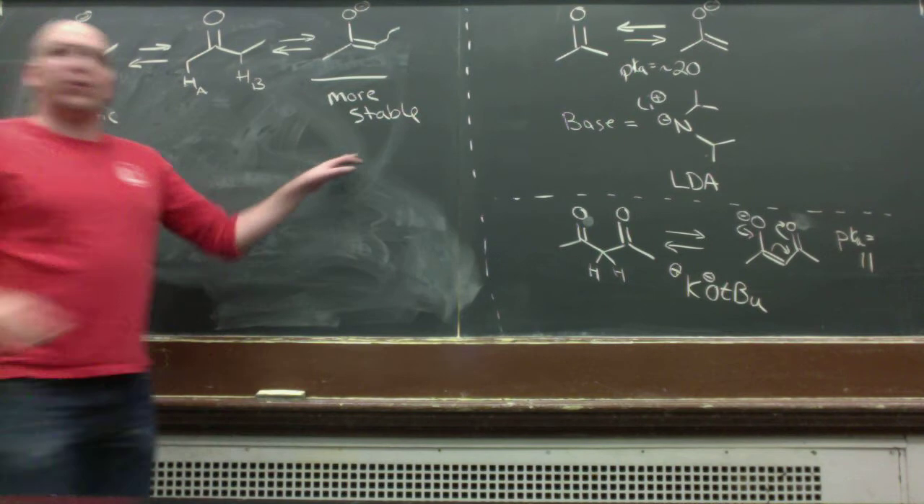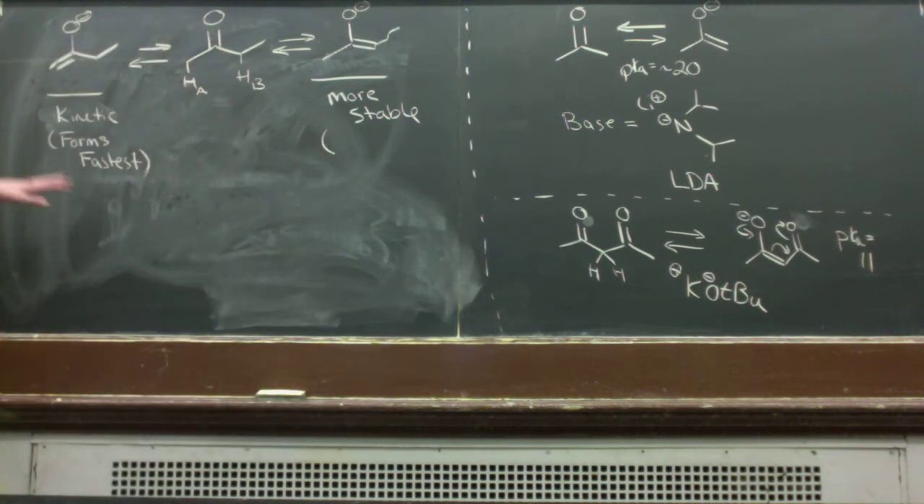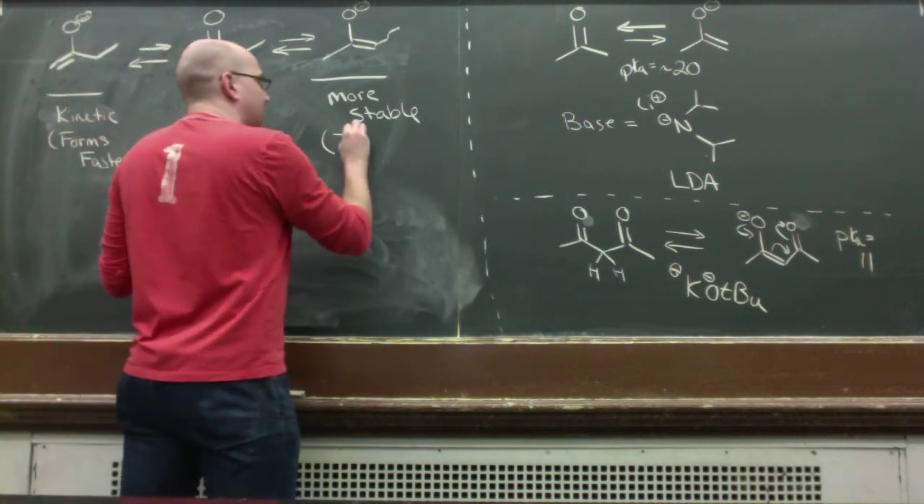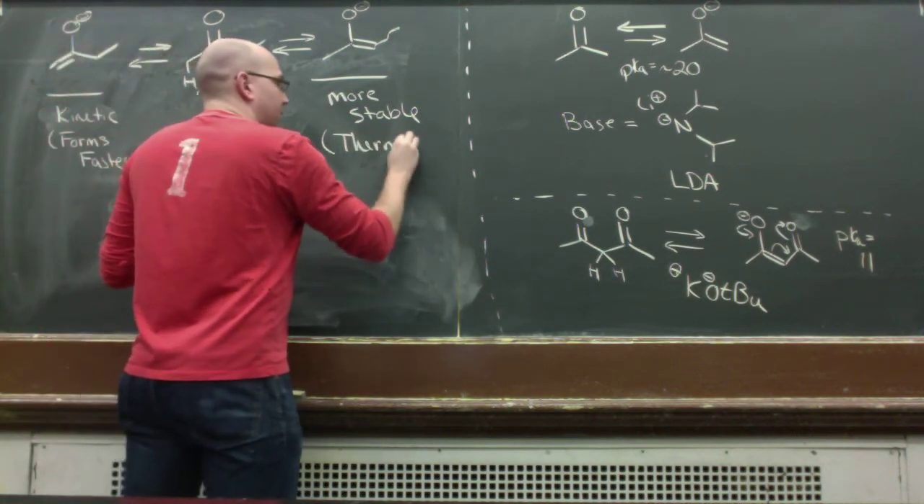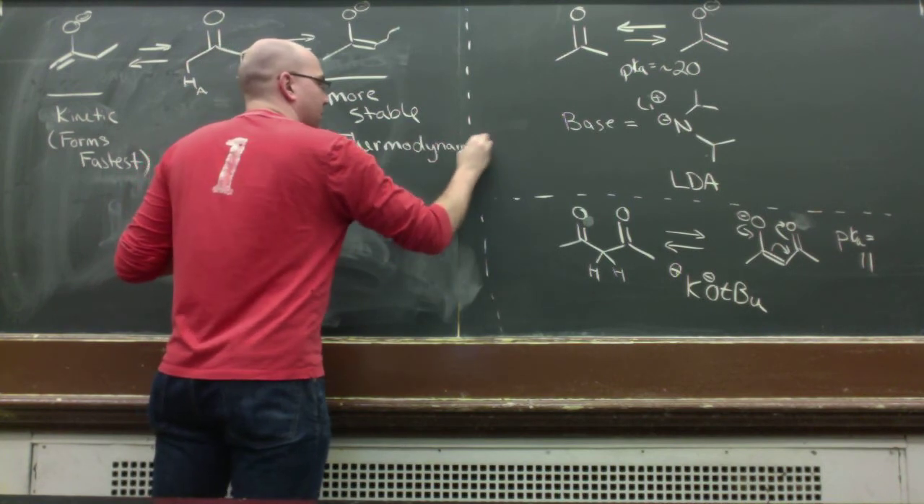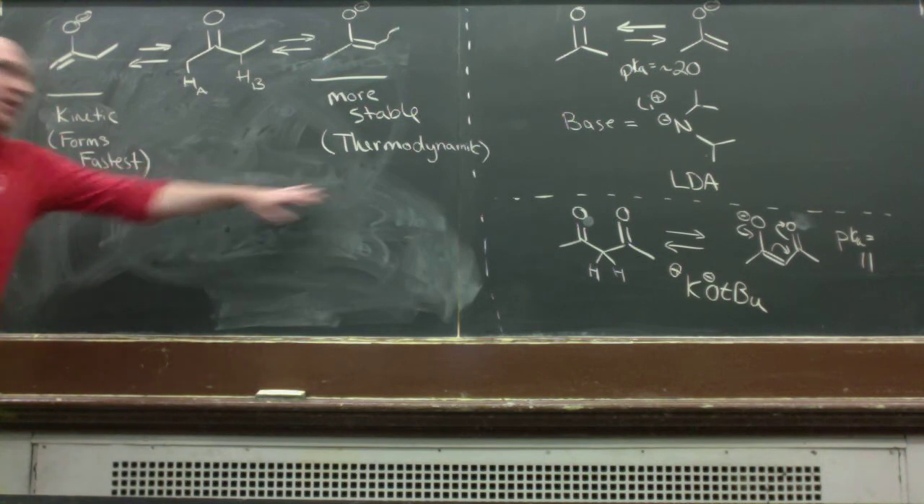Okay, what do we call the one that's more stable? This kinetic product or intermediate. This would be the thermodynamic intermediate. And I ran out. So this is going to be the thermodynamic intermediate. This is going to be the thermodynamic enolate. This is going to be the kinetic enolate.